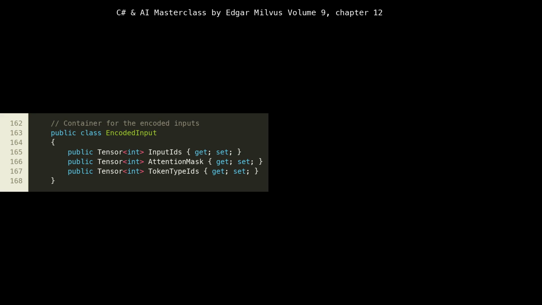Finally, at lines 162 to 168, we define the EncodedInput class. This simple class acts as a container or data transfer object, DTO, for the 3 essential input tensors that BERT models require, input IDs, attention mask, and token type IDs. By encapsulating these together, we create a clear and convenient way to pass the tokenized and prepared input data throughout our pipeline. This improves code readability and maintainability, as methods can simply accept or return an EncodedInput object rather than managing 3 separate tensor parameters. This is a good practice for organizing related data, especially when dealing with complex data structures like those used in deep learning.